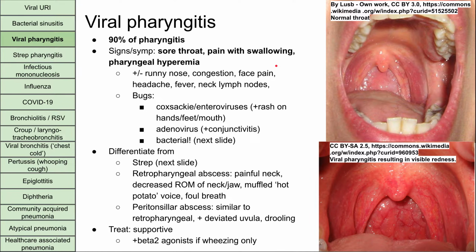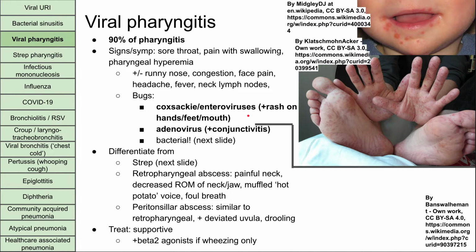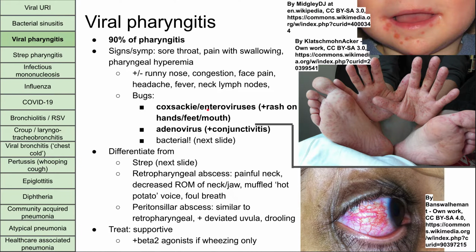Other symptoms you can have are runny nose, congestion, face pain, headache, fever, and some lymphadenopathy in the neck. The lymph nodes are often tender and swollen. There are several bugs that can cause viral pharyngitis. Some of the bugs have specific characteristics that might point you to them. So let's go to the next slide and look at coxsackie and enteroviruses.